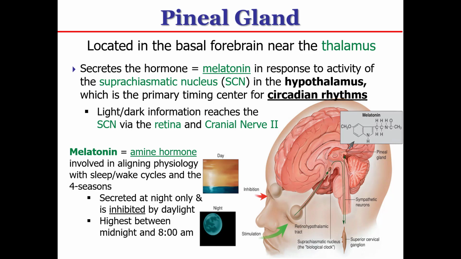So light and dark information is going to reach the brain through cranial nerve 2, and you can follow the pathway of stimulation at night and inhibition of this hormone during the day through the eyes. And melatonin is going to peak between midnight and 8 a.m., helping you feel sleepy. So this hormone helps us set our circadian rhythms.